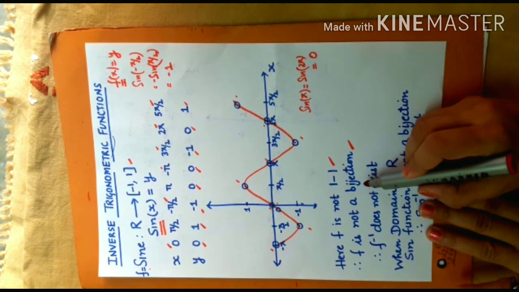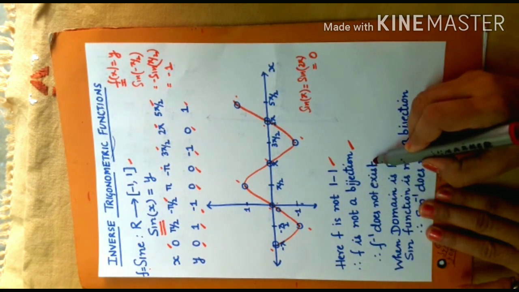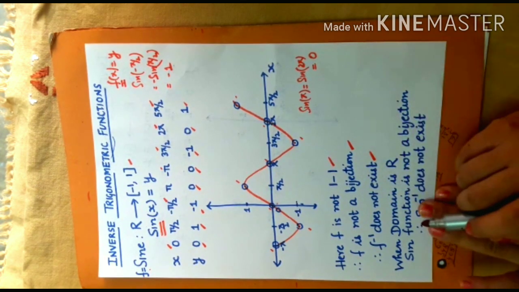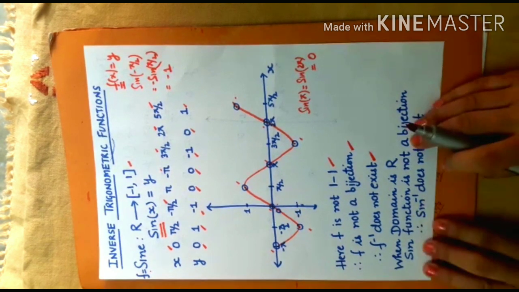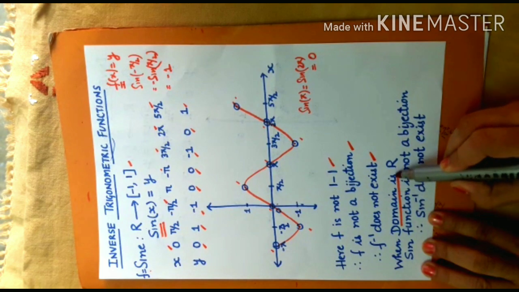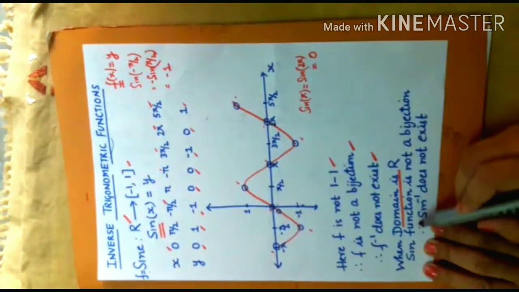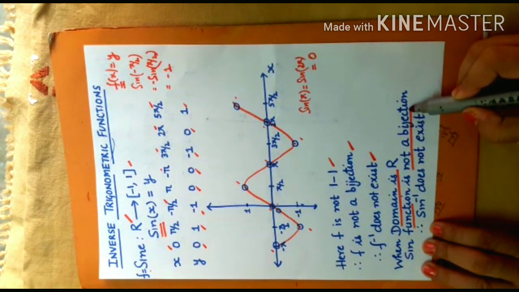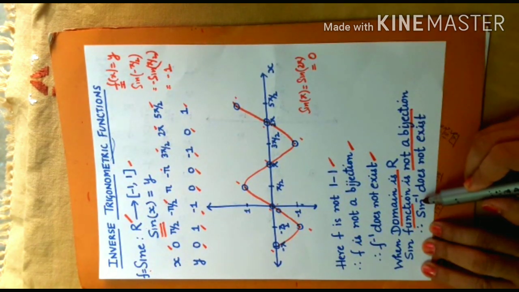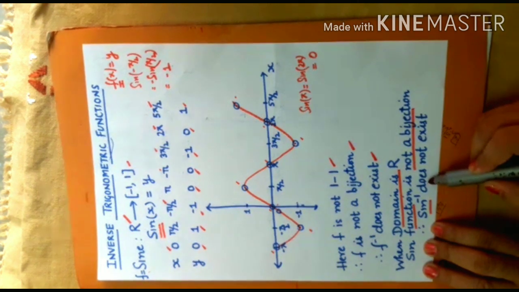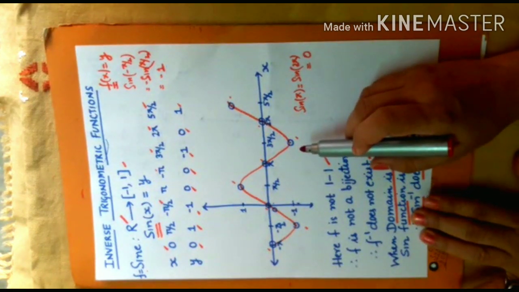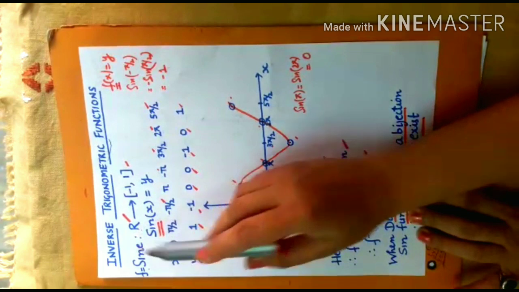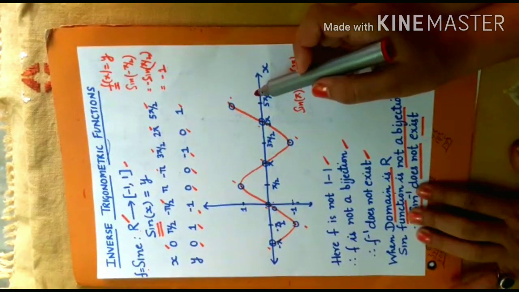and because function is not a bijection, inverse of this function will not exist, because we know that a function is invertible if and only if it is a bijection. So when the domain of the sine function is R, here the sine function is not a bijection, so therefore its inverse, that is inverse of sine, does not exist. Just now we have seen that on its actual domain R, sine function is not invertible.